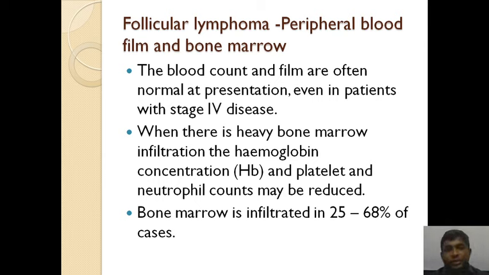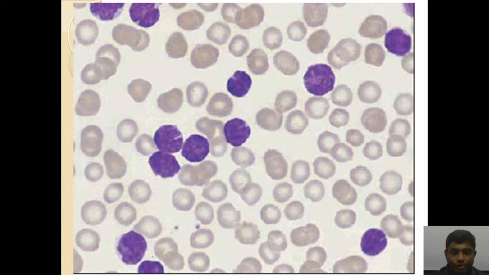What do we see in the peripheral blood and bone marrow in this case of lymphoma? Blood count and blood film are mainly normal, because it mainly involves the lymph node and the bone marrow, but rarely you can have involvement in the peripheral blood. When bone marrow involvement is present, there is reduced hemoglobin, reduced platelets, and reduced neutrophils. A large portion of the patients show bone marrow involvement.